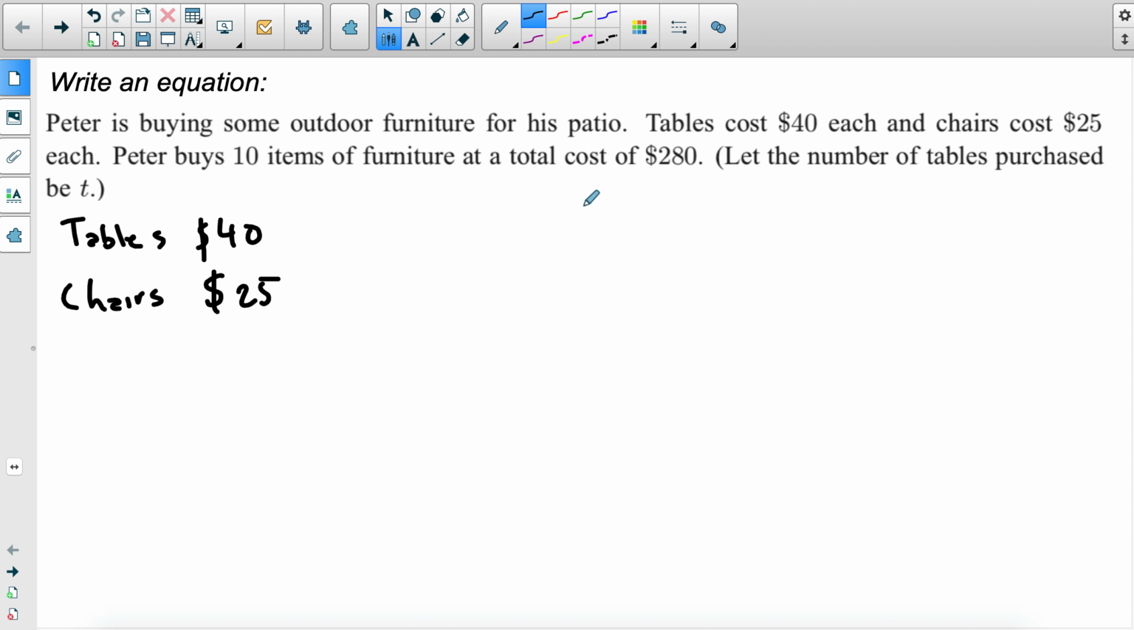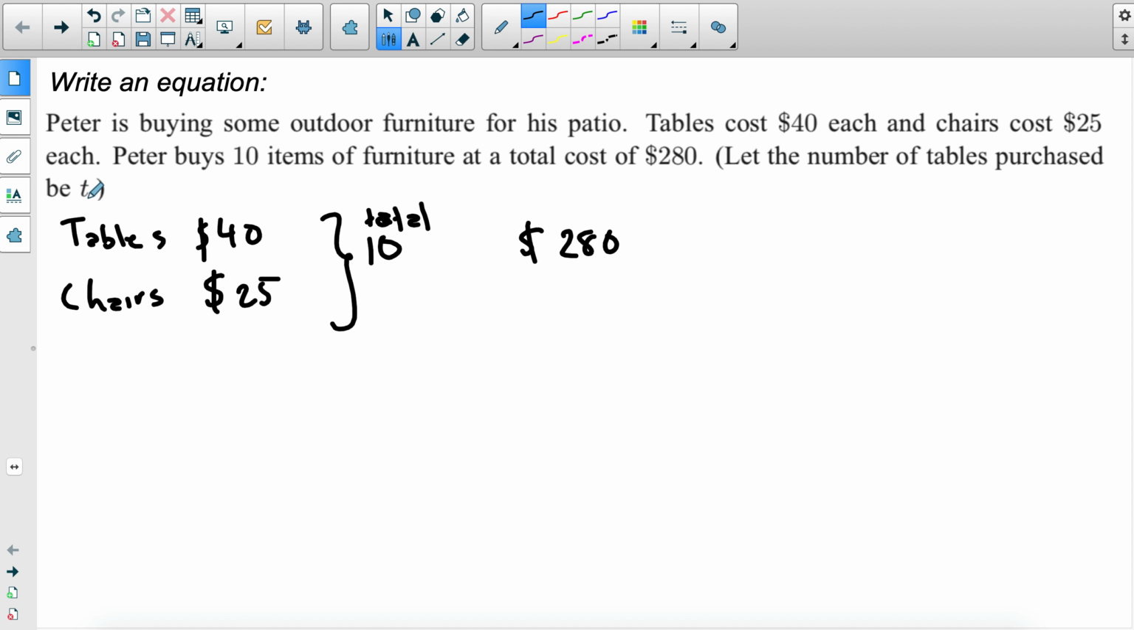Peter buys 10 items of furniture. So the total that he buys, he could buy 5 of this, 5 of that, 3 of this, 7 of that, doesn't matter. The total is 10 items of furniture. And they all cost $280. And they said, let the number of tables purchased be T.